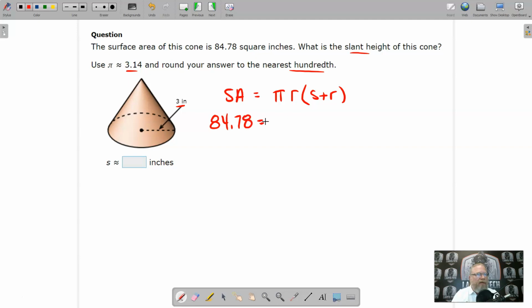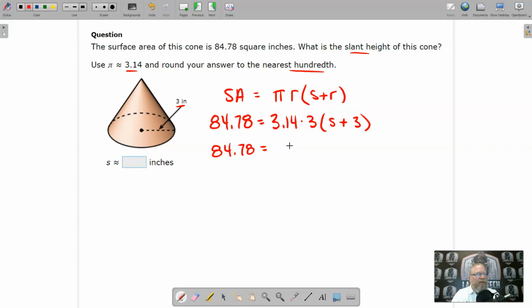We know that 84.78 is the surface area. For pi, we're going to use 3.14. We're going to multiply that times the radius, which we get right here, which is 3. And then we're going to multiply that times the quantity of s plus r. And s is what we don't know. However, we do know that the radius is 3, so we'll put that in for the radius. So let's go ahead and start working this out.